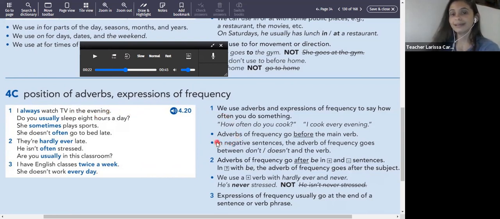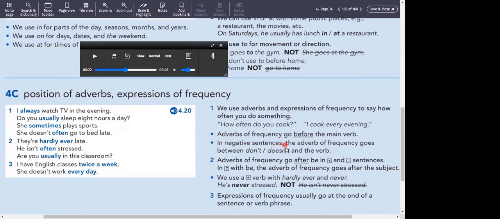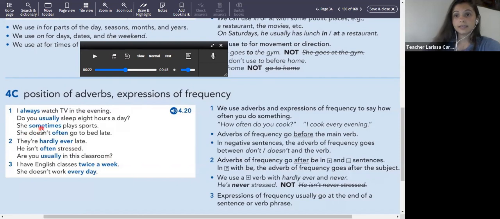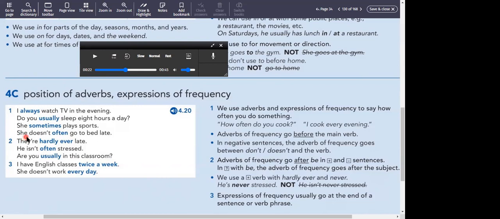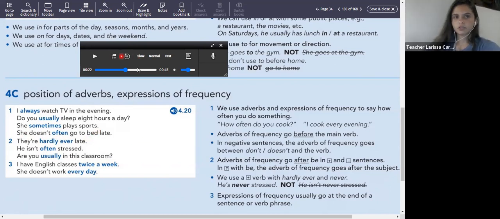Very good. Next one. In a negative sentence, the adverb of frequency goes between doesn't and the verb. Perfect. So look at here, the adverb. Please read for us. She doesn't often go to bed late. Perfect. Well done.